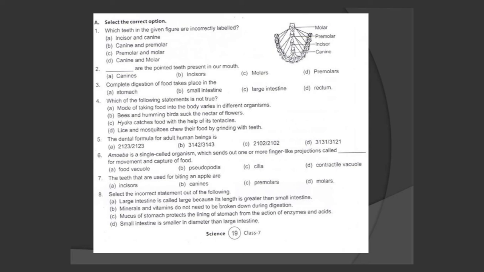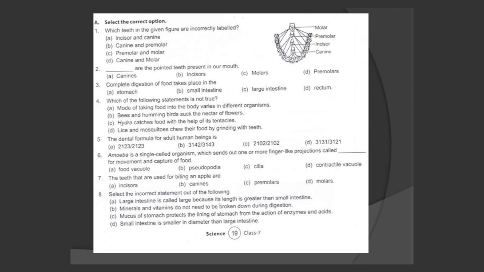They are incorrectly labeled. I hope you are following. First there should be incisors, and this canine should be incisor. Next there should be canine. So incisors and canine are incorrectly labeled. Where canine is labeled, incisors should come, and where incisors is labeled, canine should go. So that is the incorrect labeling.